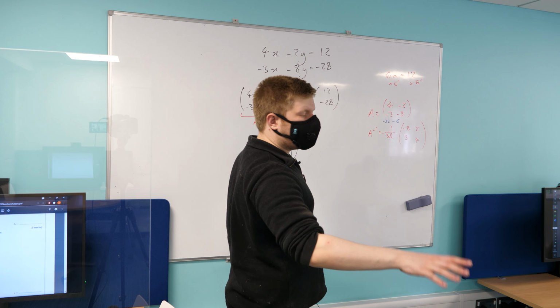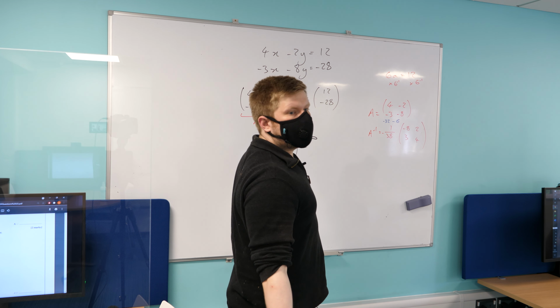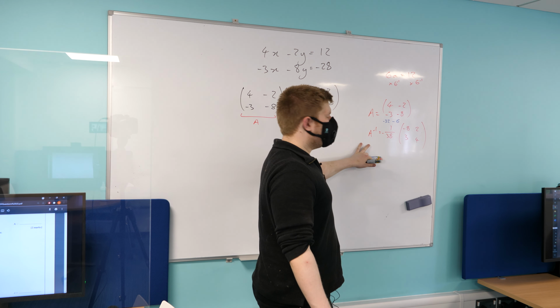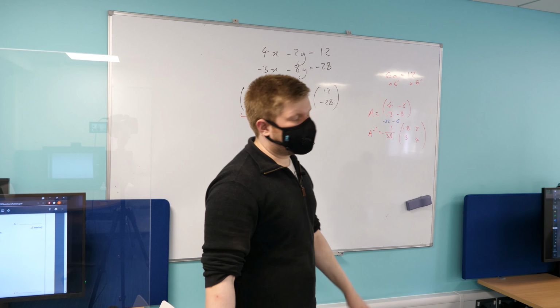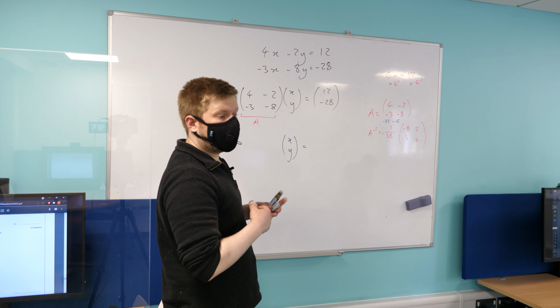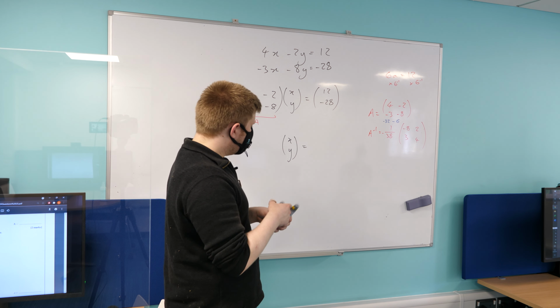Now just remember as well, while we're here talking about inverses, I may also ask you to find the inverse of a 3 by 3 matrix. We're not going to do an example like this. We can do an example as future revision if you want. But for the moment, let's just stick with answering this question.